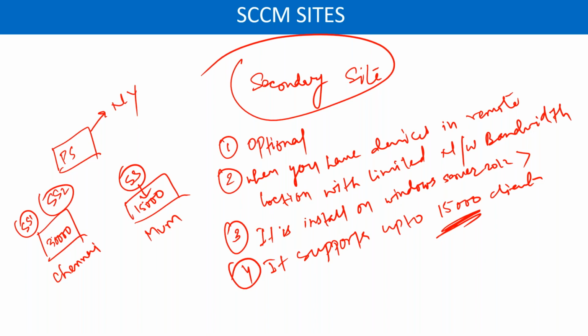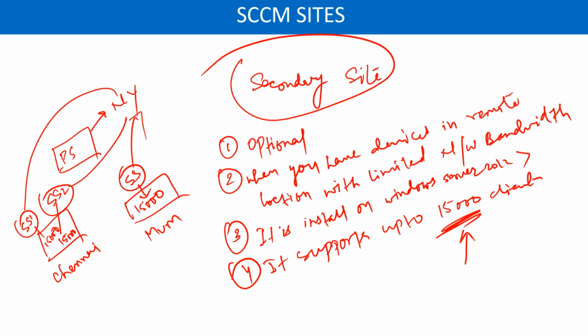So 15,000 devices will be reporting to SS1, right? Another 15,000 devices will be reporting to SS2 because the maximum capability given by Microsoft is 15,000. So we will split into two. We will have two secondary sites and both will report to the primary site like this.